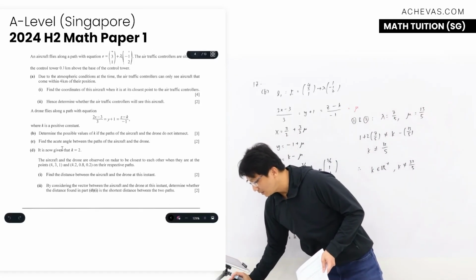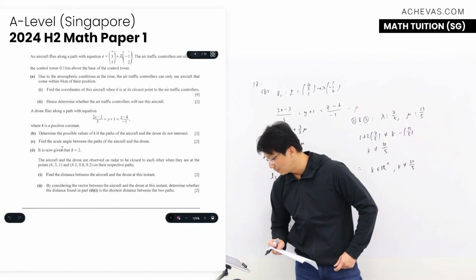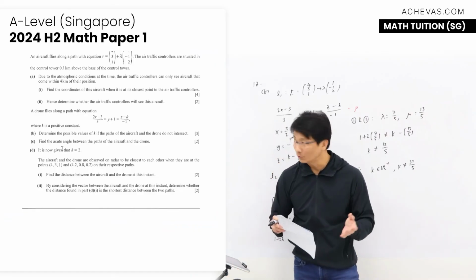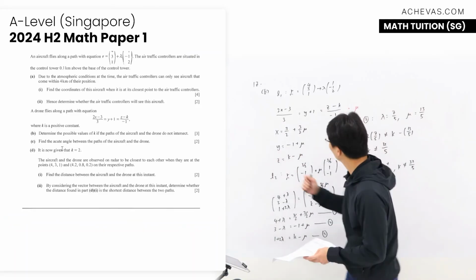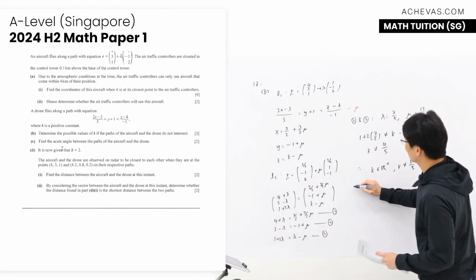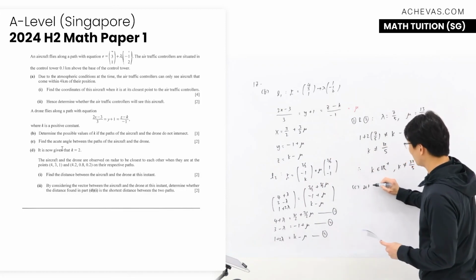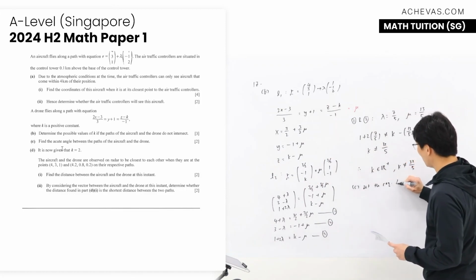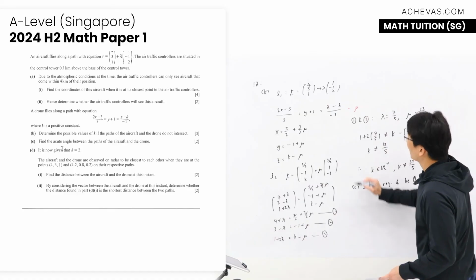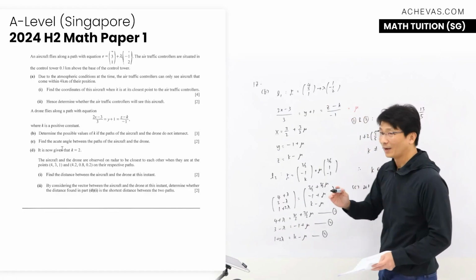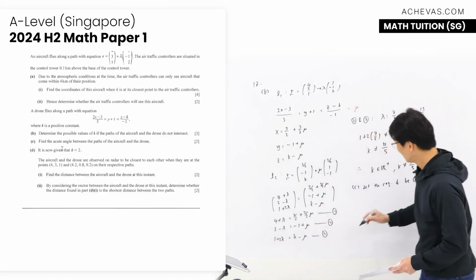As for part C, you are supposed to find the acute angle between the path of the aircraft and the drone. That means I want to find the angle between line L1 and L2. First, maybe I can just say let the required angle be theta. And I know that for the angle between two lines, I'm going to use my scalar dot product formula.